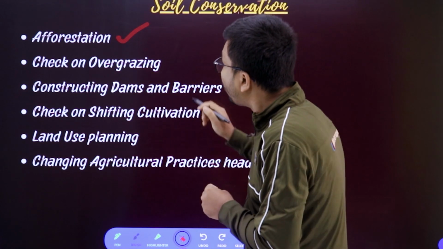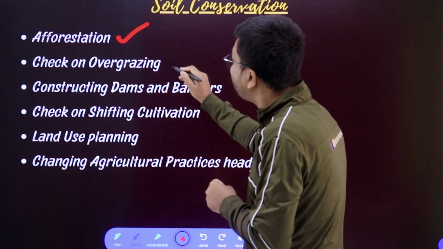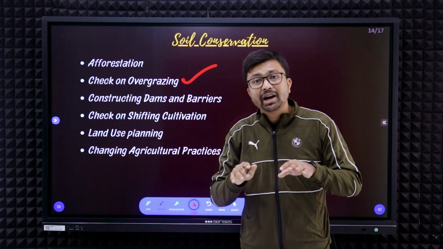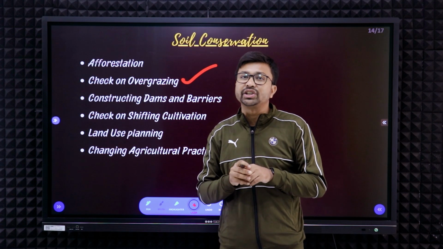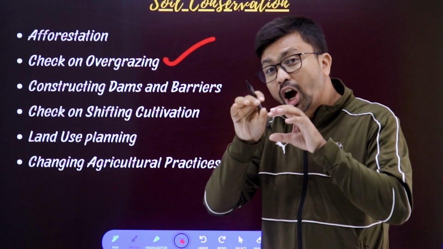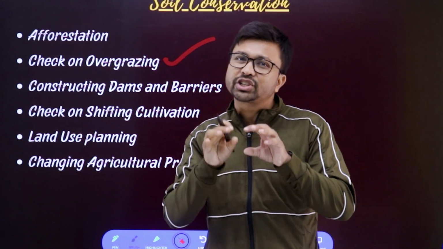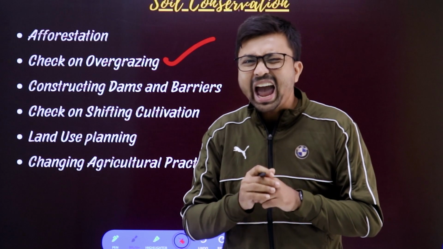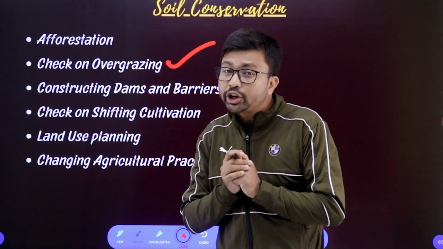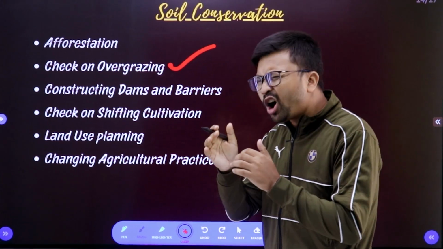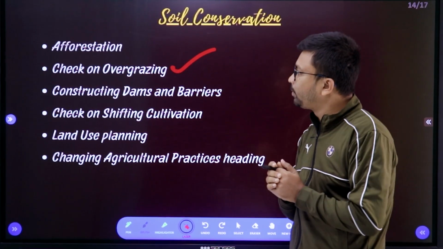Next, check overgrazing. Sometimes there are many animals on the surface, and they graze the natural vegetation. In that process, the roots of the natural vegetation become weaker, and the soil erosion level increases. So you need to stop overgrazing, or somehow you need to check it.